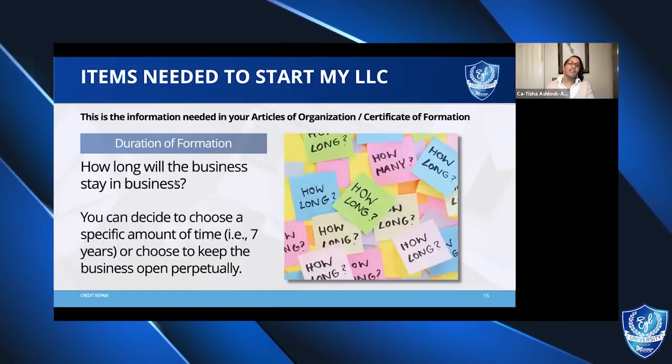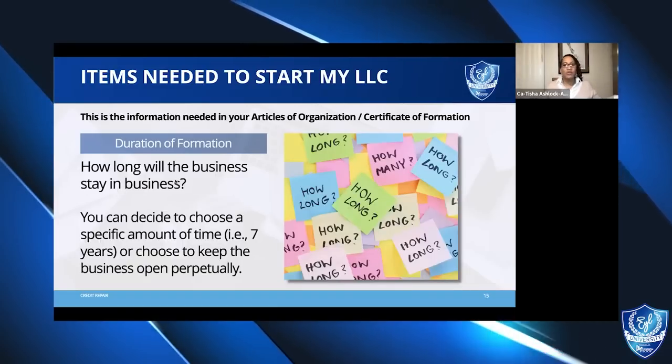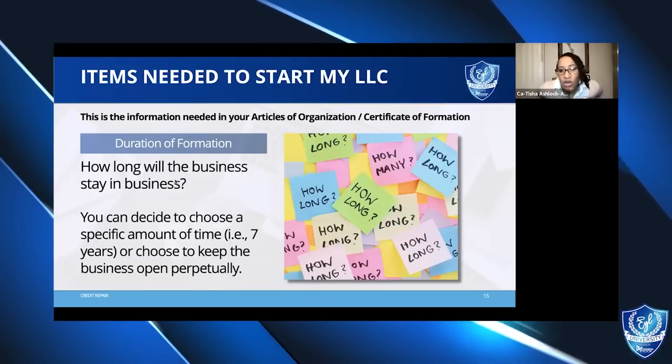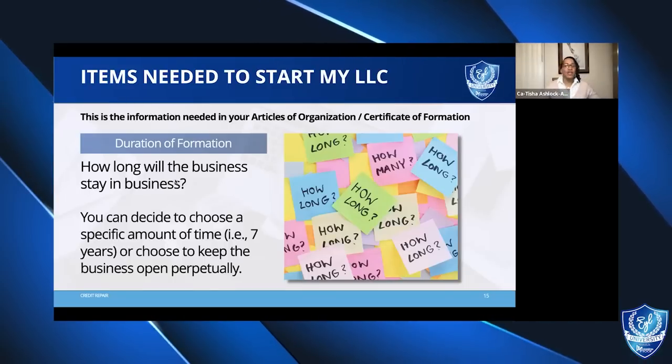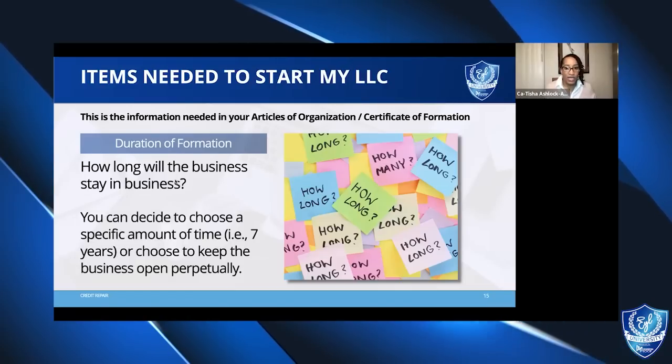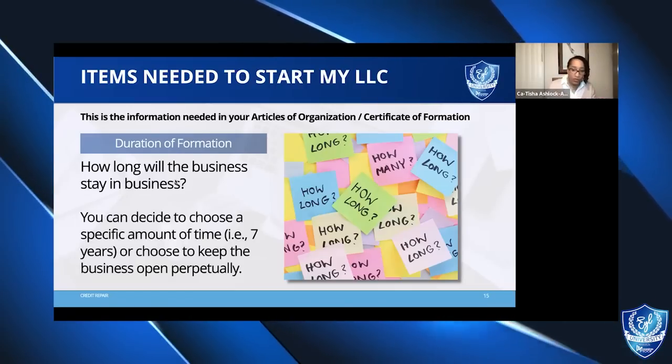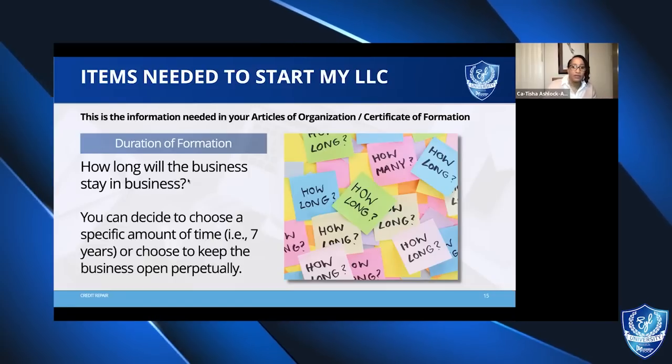All right, another thing they're going to ask you is the duration of formation. That lets you state how long you plan to be in business. It could be 1 year, 2 years, 10 years, or if you plan on being in business forever. They're going to ask you, so you need to make sure that you put that on this form. Don't skip that.